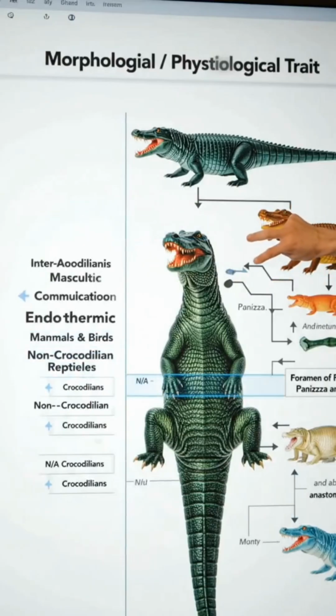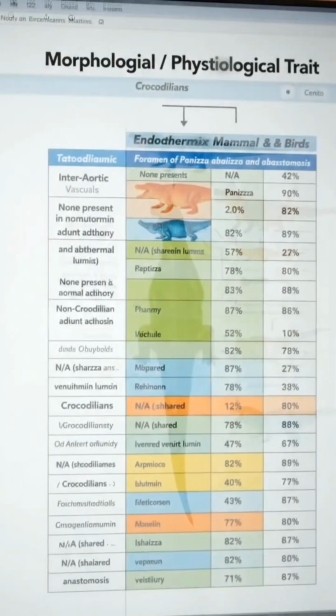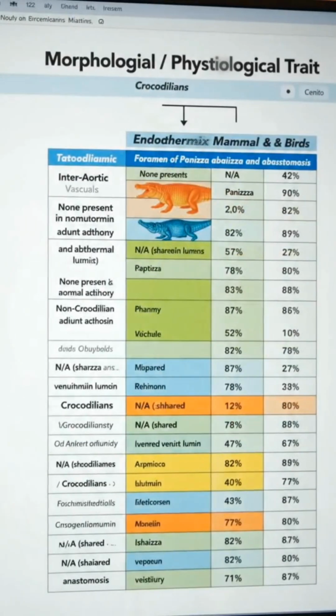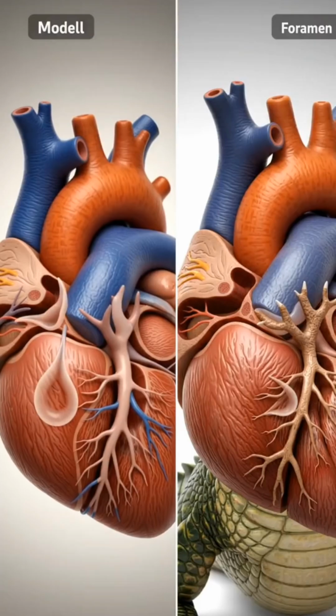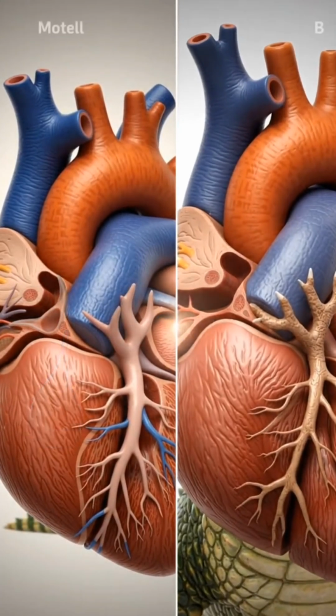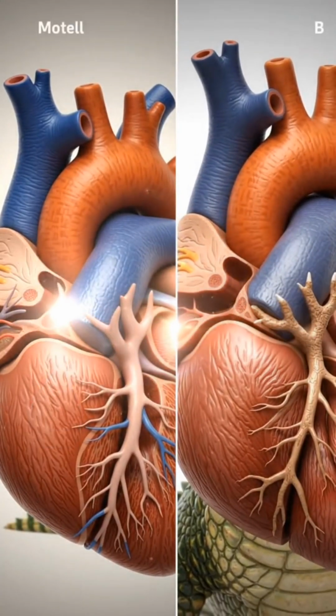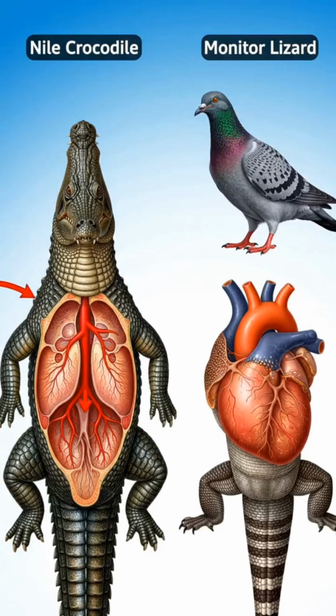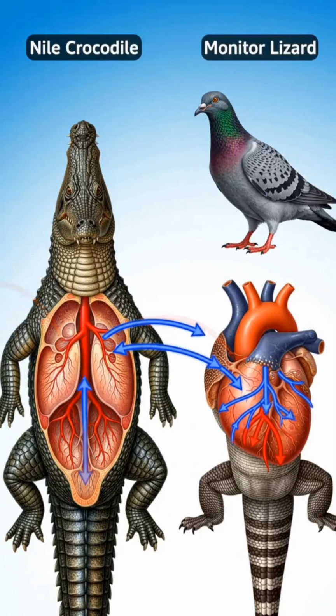Inter-aortic vascular communication, specifically the foramen of Panizza and abdominal, present in crocodilians. This contrasts with mammals and birds, where none is present. The mammalian heart relies on passive semilunar valves. In contrast, the crocodilian heart features a distinct muscular cogtooth valve structure. The pigeon heart shows complete separation of oxygenated and deoxygenated blood. However, both the crocodile and the monitor lizard exhibit shunting.